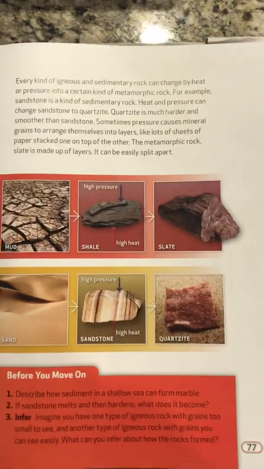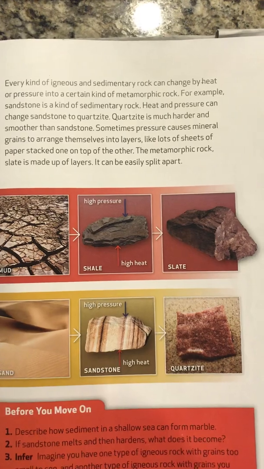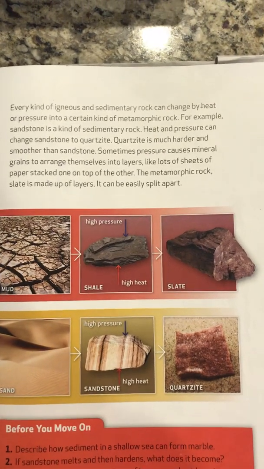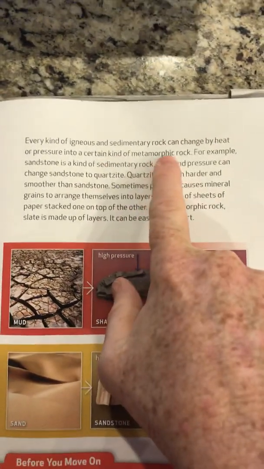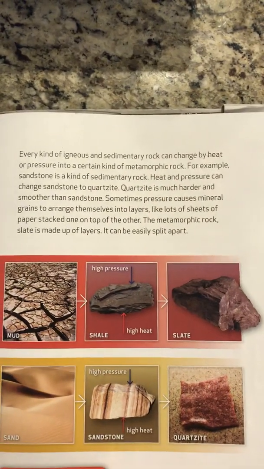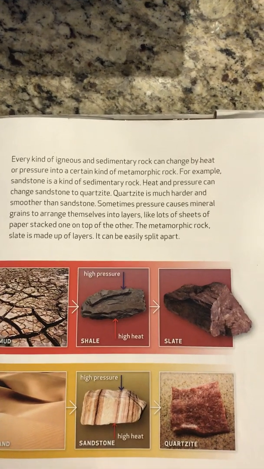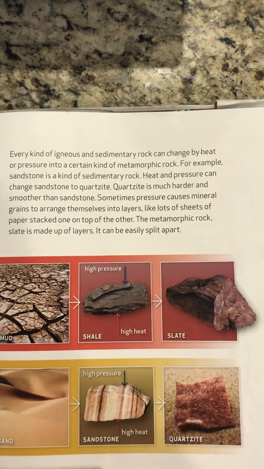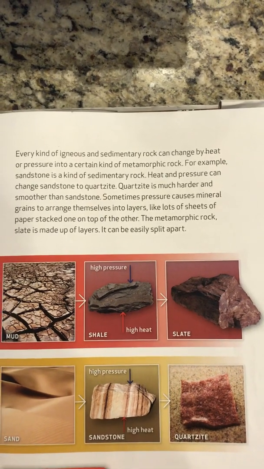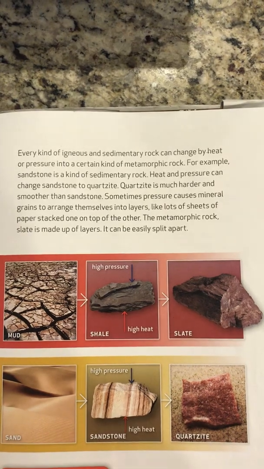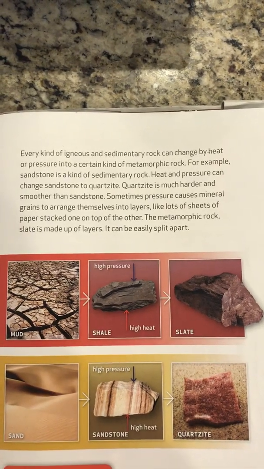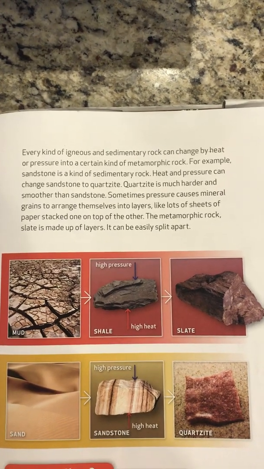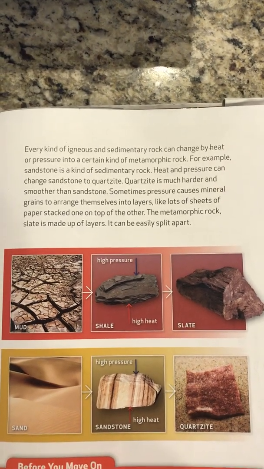Here's some more. Every kind of igneous or sedimentary rock can change by heat or pressure into a certain kind of metamorphic rock. For example, sandstone is a kind of sedimentary rock. Heat and pressure can change sandstone into quartzite. Quartzite is much harder and smoother than sandstone. Sometimes pressure causes mineral grains to arrange themselves into layers, a lot like sheets of paper stacked on top of the other. The metamorphic rock slate is made up of layers that can be easily split apart.